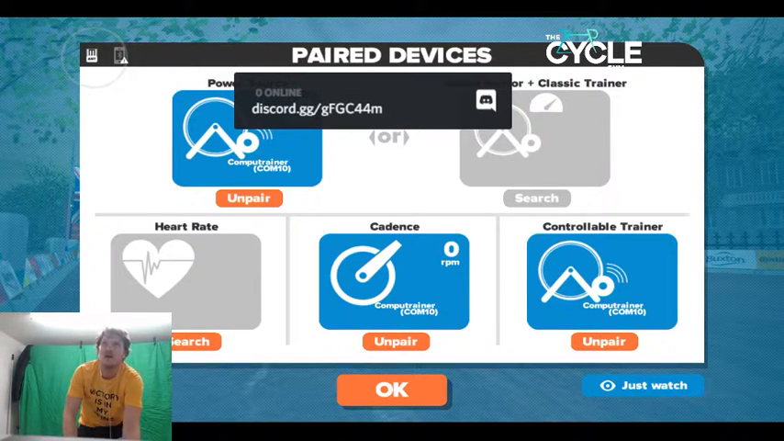Okay, so resistance is just going to stay the same for this 5-minute section, just at 140. That's quite low down in terms of my FTP. So it's nice and easy.